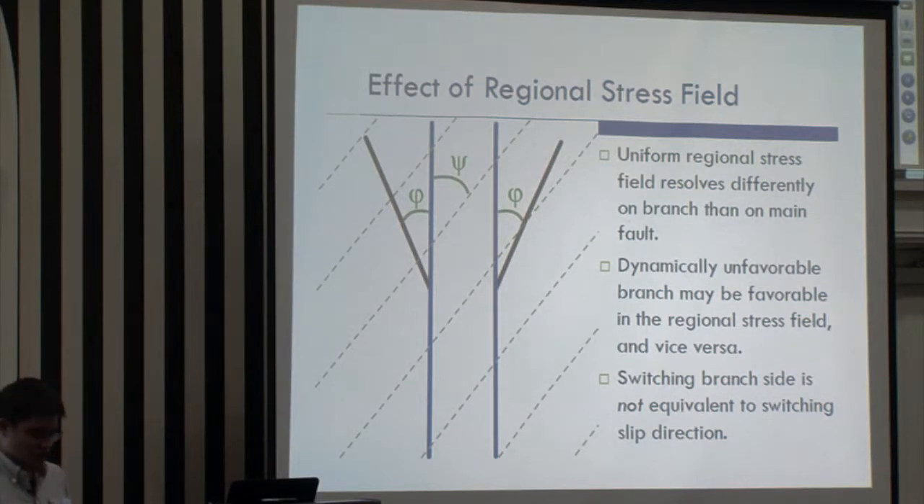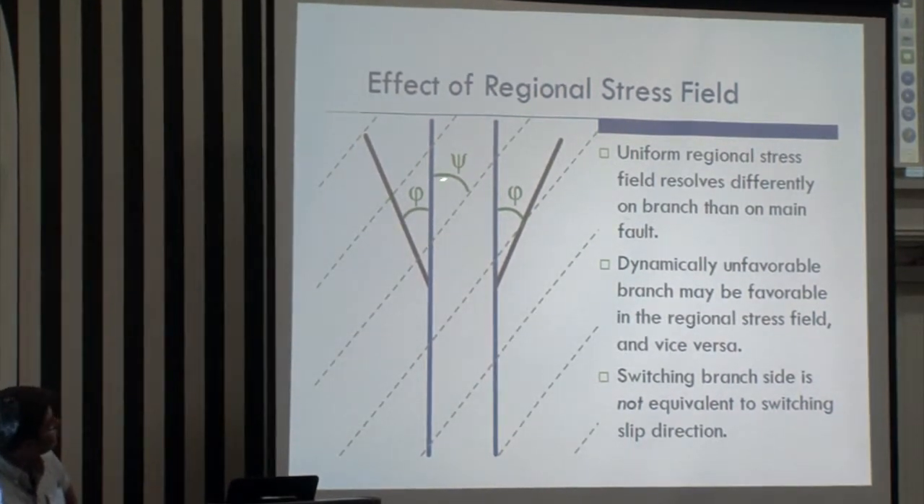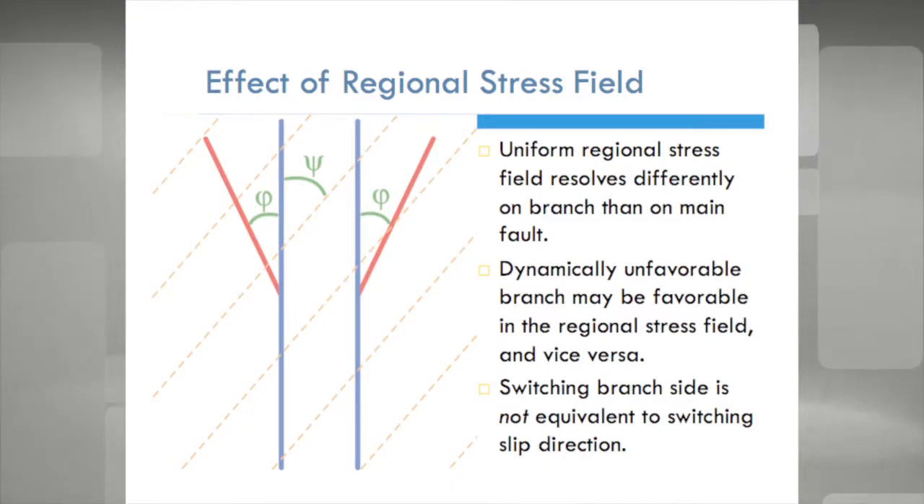Aside from angle, it's one thing to have the angle of the splay, but the angle of the regional stress field makes a big difference as well. So these annotations also come from the Kame et al. paper, with phi being the branch angle and psi being the angle between the main fault and the regional stress field. These dashed orange lines are just some arbitrary regional stress field orientation, and so it hits the main fault at a different orientation than it hits the splay fault. As such, even a completely uniform regional stress field is going to resolve differently on a fault segment of different orientation.